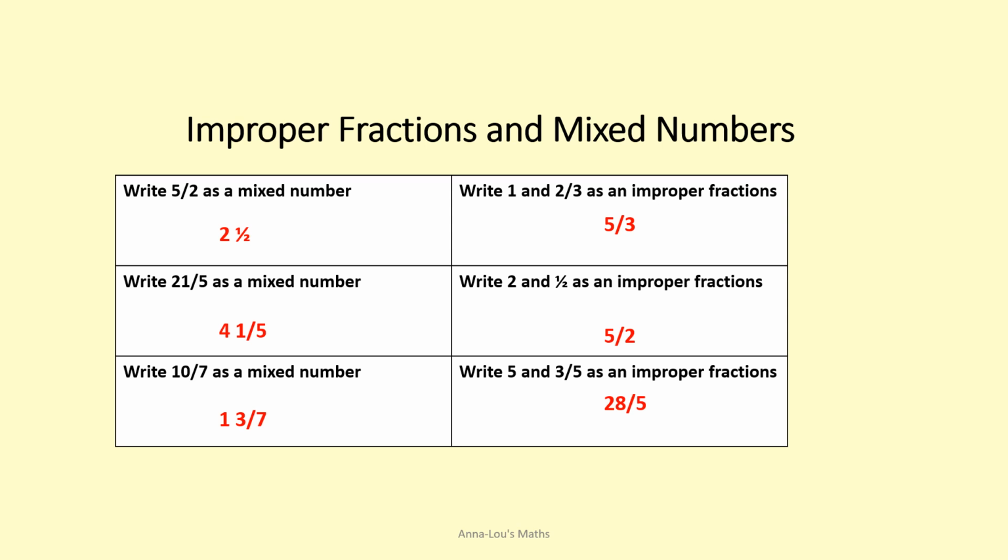Right, 1 and 2/3 is an improper fraction. 1 times 3 is 3, plus my 2 is 5, so 5/3. 2 and a half: 2 times 2 is 4, plus my 1 gives me 5 halves. And 5 and 3/5: 5 times 5 is 25, plus my 3 gives me 28 fifths. So that's how we convert improper fractions and mixed numbers.